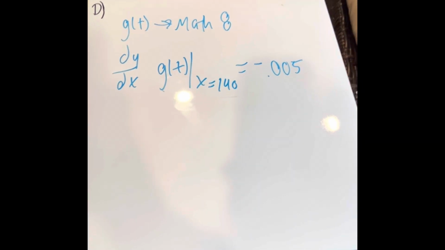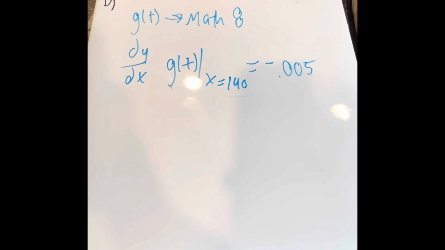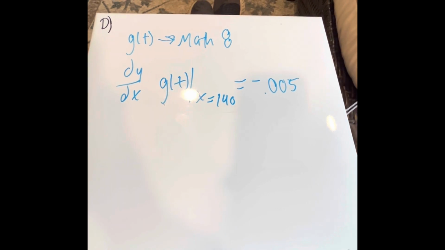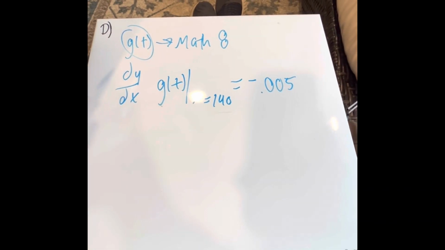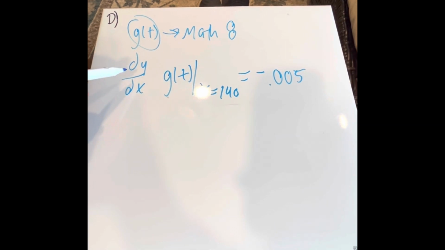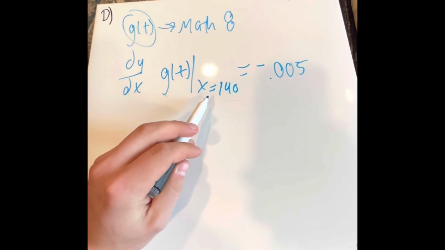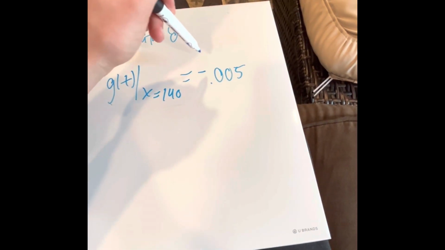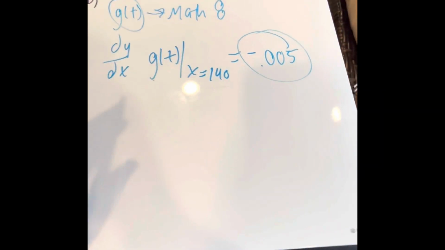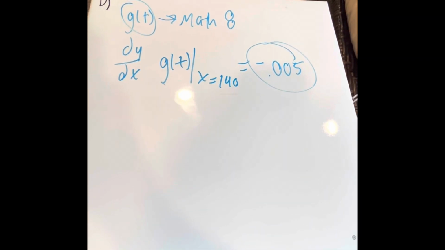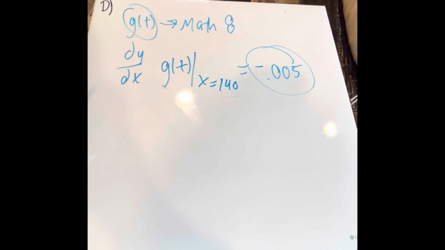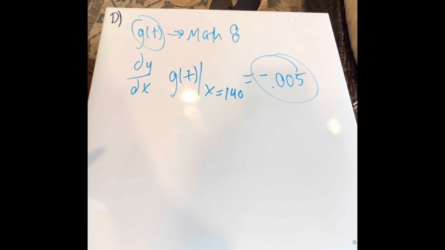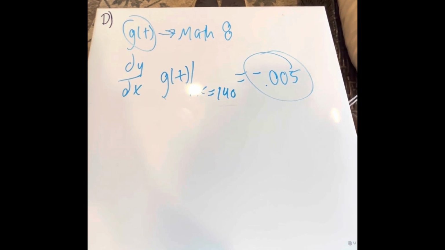For part D, we're going to try to find out what g prime of 40 is, and we have to interpret the meaning of it. All we're going to do is put g of t, which was used in part C, into math 8. It's going to look like this, dy dx, g of t, and then we put in x equals 40. This is going to take the slope for us at this point, and what we're going to get is negative 0.005. This means that at t equals 40, Jonah's gas pump's rate of flow of gas is decreasing at a rate of 0.005 gallons per second, per second.